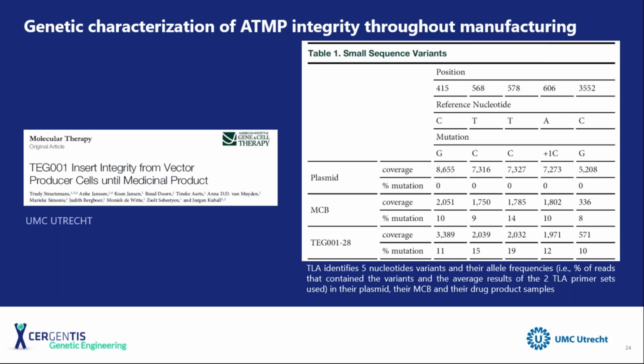As for example shown here, we provide a table with the sequence variants found in the different positions with the corresponding reference and mutated base pairs found for each of the different samples. So in this case, the plasmid, the master cell bank, and the drug product were all characterized in the same experiment, the same project, and as such allowed the research group to compare the level of mutations between these 3 samples.